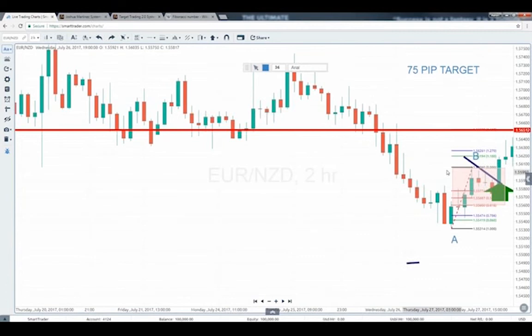So we now have a 75 pip target. Does everybody understand that? We know if we buy here and it goes up and hits this extension and we sell, we can make 75 pips. If you understand that, type in yes. Now what we have to do is protect our downside, because one of the first things I said is we're not going to make money in every trade. Nobody makes money in every trade. In fact, look at this right here. Let me show you something.